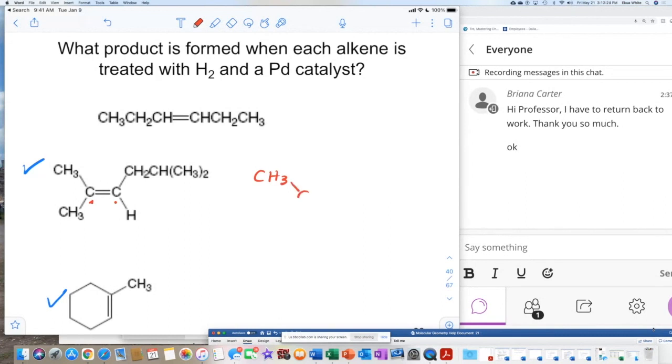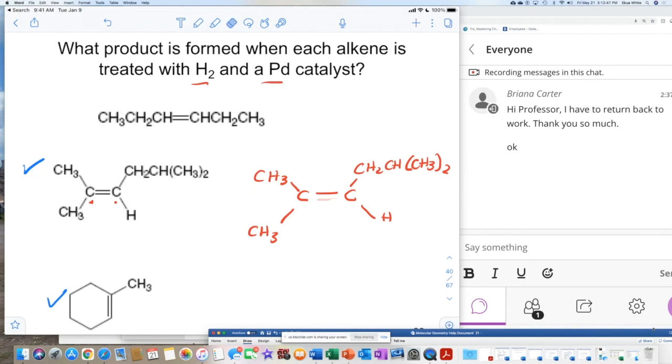CH3, C. I'll come back and erase this. Don't worry. CH2, CH, open parentheses, CH3, close parentheses. Then we got the H down here. Then we got the CH3 here. We know the hydrogens can only go to the carbons holding the double bond, right?